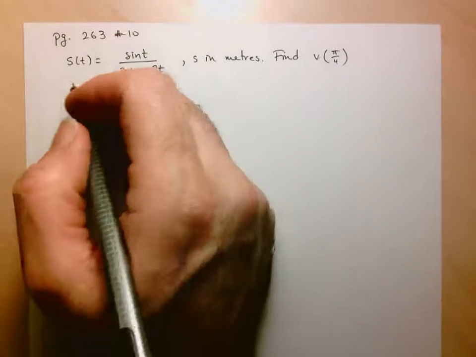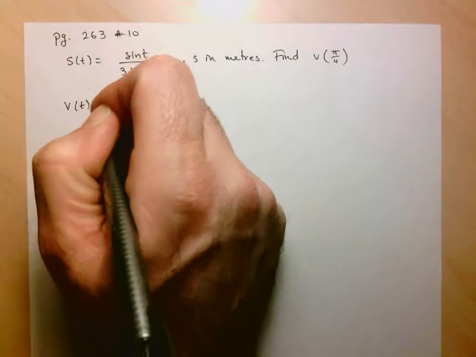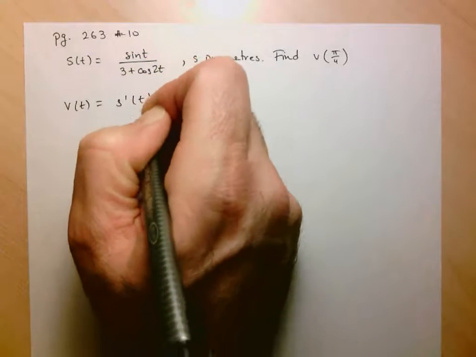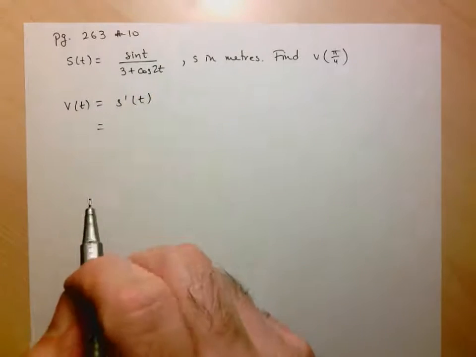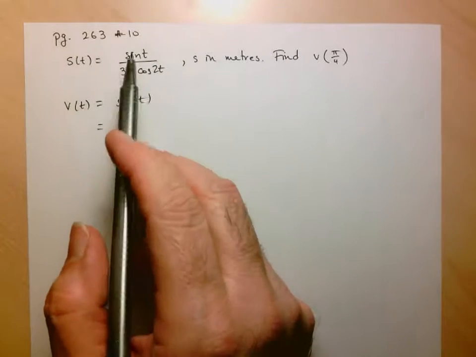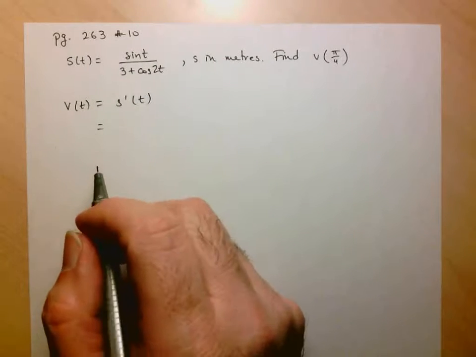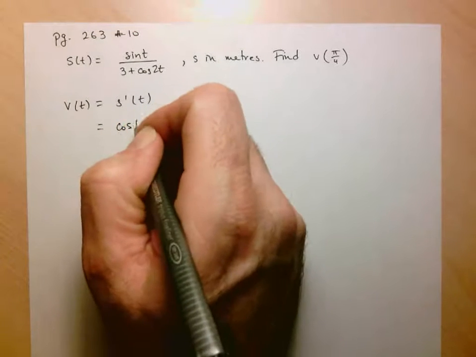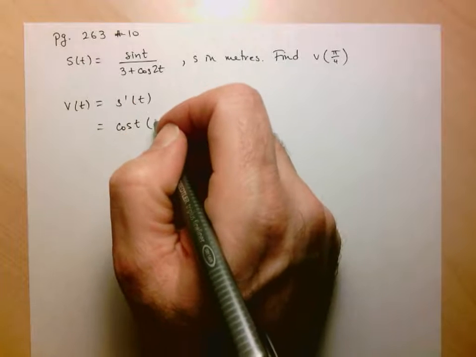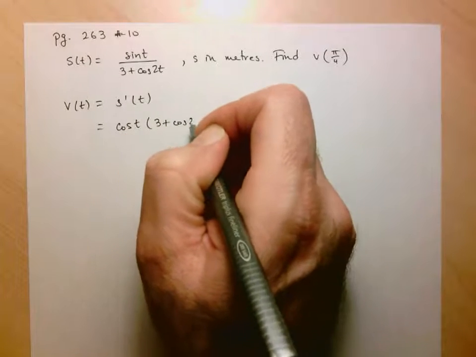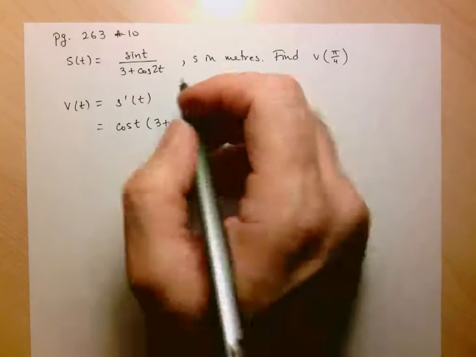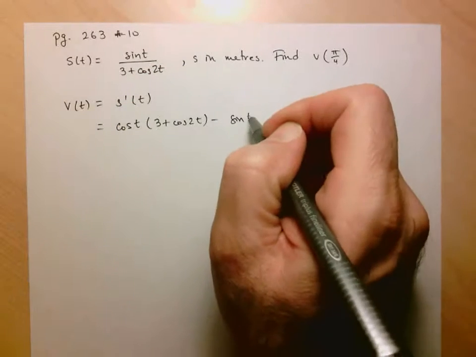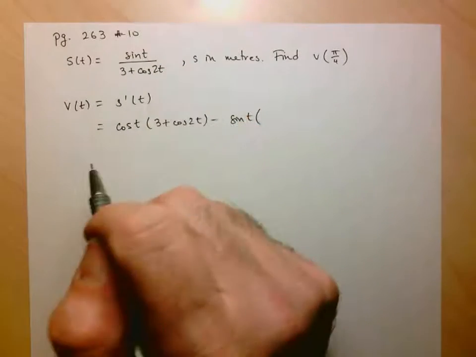So of course the velocity is just the derivative of the position function. So we just have to find the derivative of this function here. Clearly we're going to have to use the quotient rule, so let's go ahead and do that. So the derivative of the numerator, the derivative of sine t, is just cos t, times the denominator function, so 3 plus cos 2t, minus the numerator function, sine t, times the derivative of the denominator function.